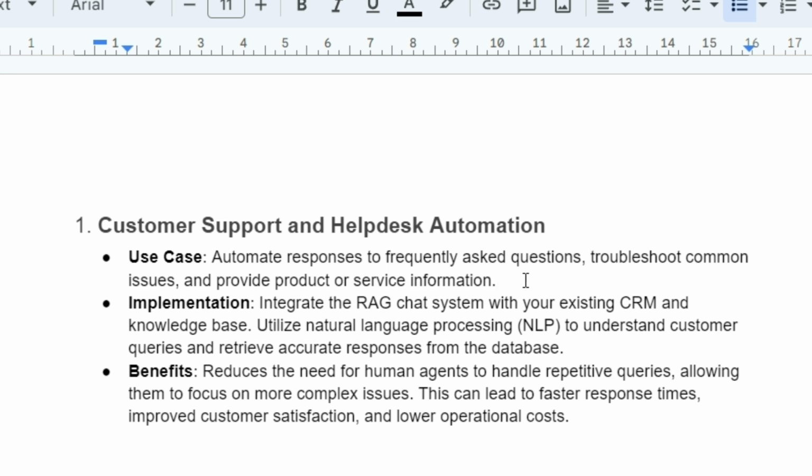Now how can we implement such a system? We can integrate such a RAG system into our current customer relationship management software. Then we utilize NLP and large language models to generate accurate information from the data that is available in that particular database. The benefit is that it reduces the need for humans to be actively involved in answering such lower level requests, and then the humans can be reallocated to handling much more complex issues.